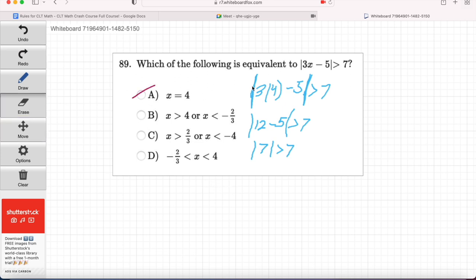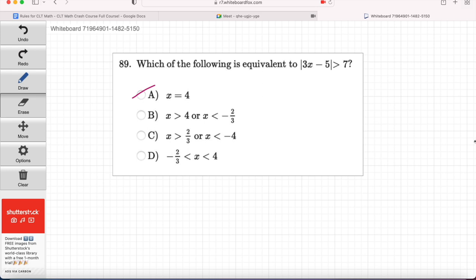Okay, good. Let's look at answer choice B. Now, this is a little bit trickier, maybe, because they don't give us a specific value to plug in here. We know x is either greater than 4 or less than negative 2/3, but we can't plug in a 4 and we can't plug in negative 2/3. We've got to plug in something greater than 4 here. So I say just pick the next closest whole number to test answer choice B. Does that make sense?